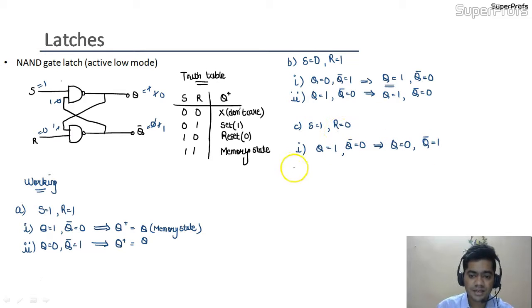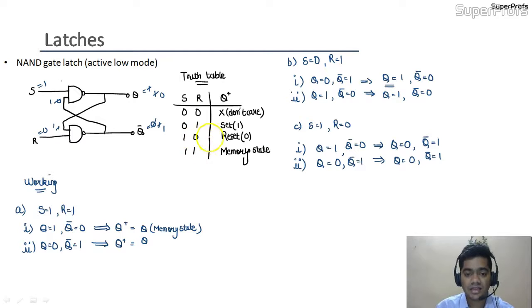Okay. Similarly, if we want to check the second assumption, that is Q equals 0, suppose the past output was Q equals 0 and Q bar equals 1, then again we are going to see that Q would come as 0 and Q bar would come as 1. So now the third case is also proved, that is for S equals 1 and R equals 0, we are getting the reset condition, that is logic 0. Okay. Now we are going to prove our fourth case, that is for S equals 0 and R equals 0, why we are taking a don't care or invalid state.